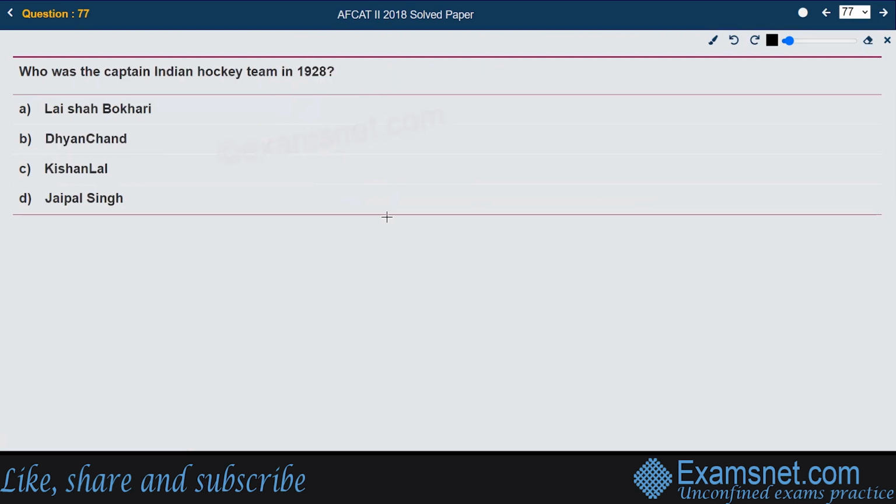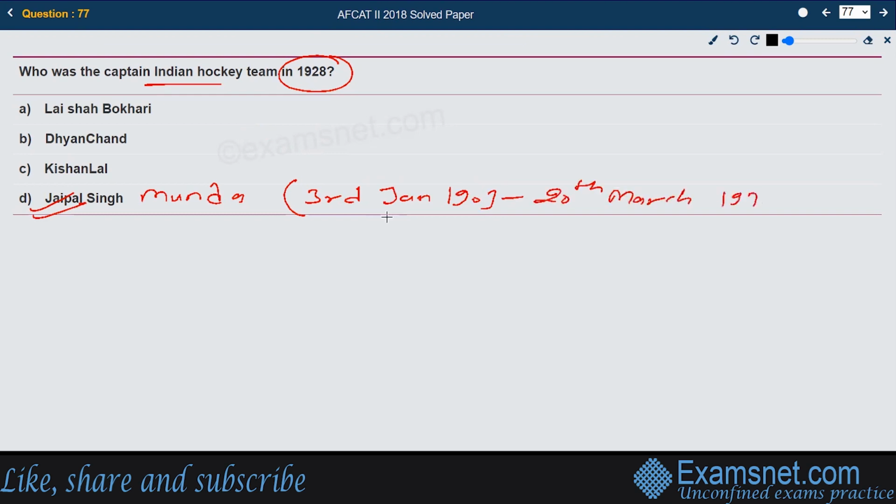Now he's asking who was the captain of the Indian hockey team in 1928, and the right answer is Jaipal Singh. The full name of this man was Jaipal Singh Munda. His birth was on 3rd of January 1903, and he lived till 20th of March 1970. This was his life tenure. He was born in the state now called Jharkhand. Earlier it was part of Bihar.